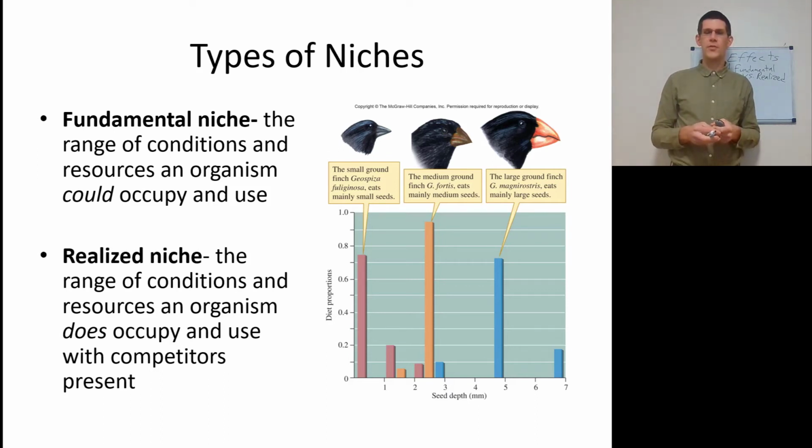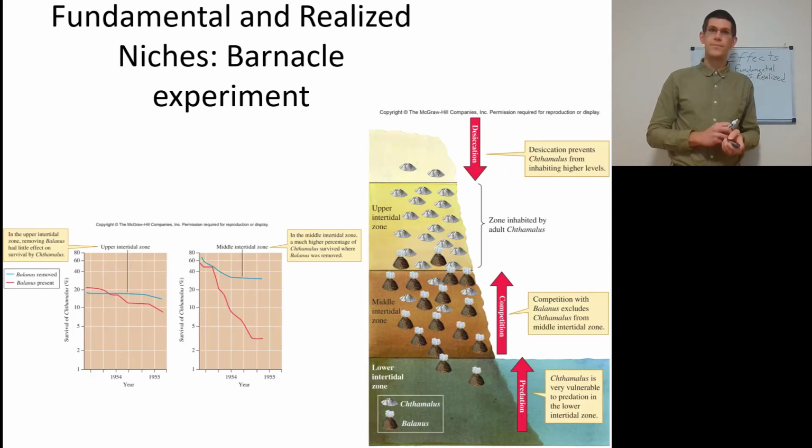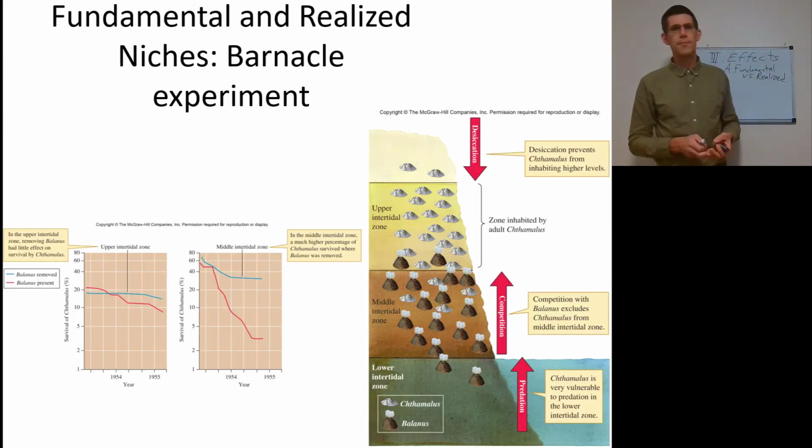And Geospiza filiginosa is going to eat seeds that are 1 to 2 millimeters. So really, you're leaving Geospiza fortis with 2 to 3 millimeter seeds. Not the best of realized niches when it's competing with two other species. It's really not the ideal world, which is really what happens with fundamental niches. They're big, or they can be big, but the realized niche can be much smaller. So here's an experiment done with barnacles.